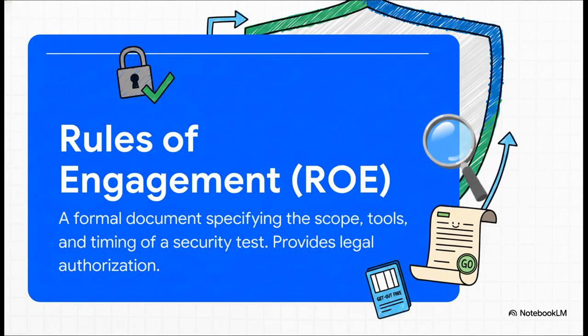This is why professional ethical hacking is always done with explicit written permission. Before a single packet is sent, a formal document called the Rules of Engagement, or ROE, is signed. You can think of this as your legal get-out-of-jail-free card. It spells out exactly what you're allowed to test, when, and how. Without one of these, you're not a security tester, you're just a criminal.